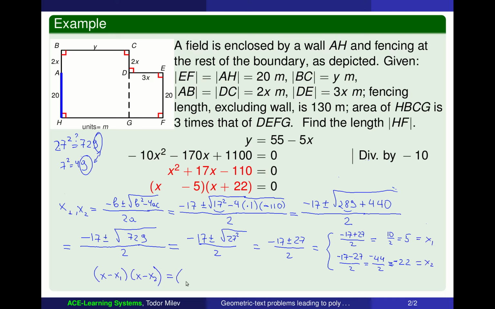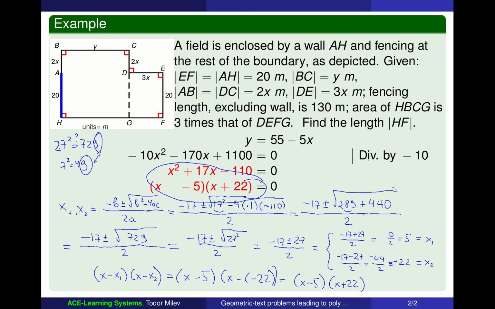So my polynomial factors as x minus 5 times x minus negative 22, which gives me x minus 5 times x plus 22, exactly what I guessed to begin with. So you can see that I can factor my quadratic. So once again, to recap, I'm going to erase these computations. You can pause the video if you're tracking them.